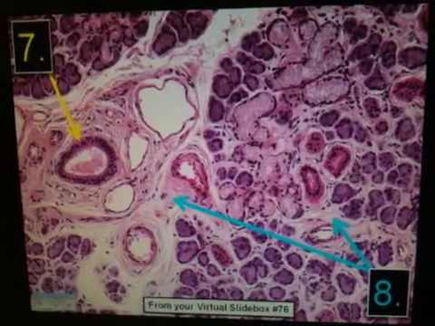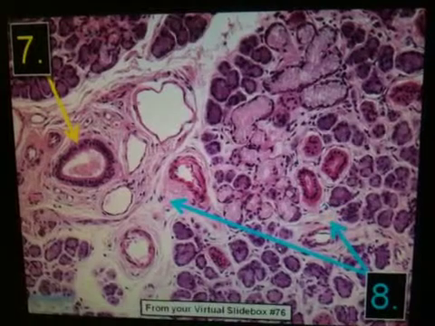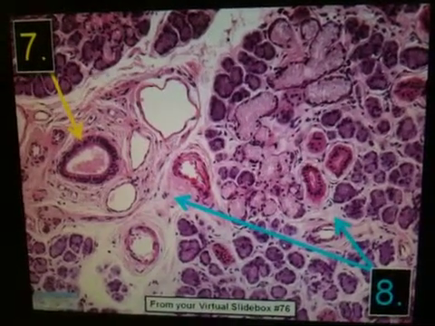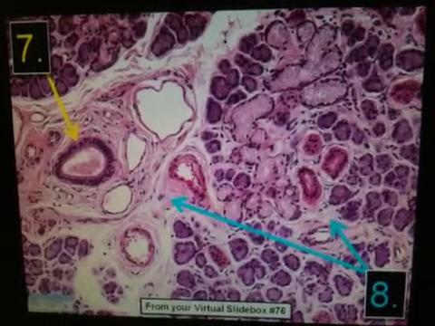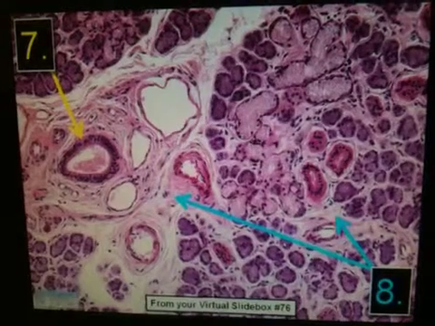Question 8. What is the general term for the tissue at the tips of the blue pointers? Can you name 2 cell types that you would normally find here?